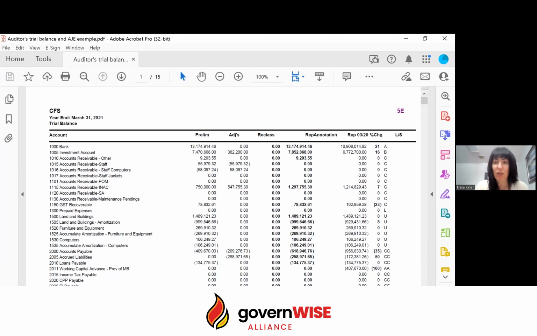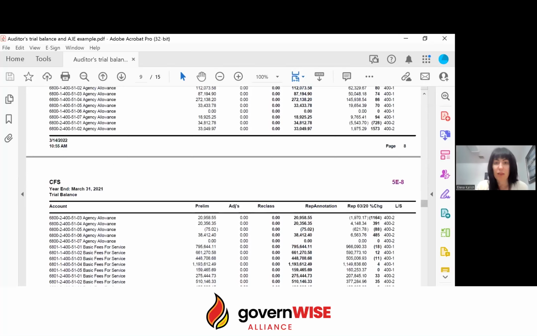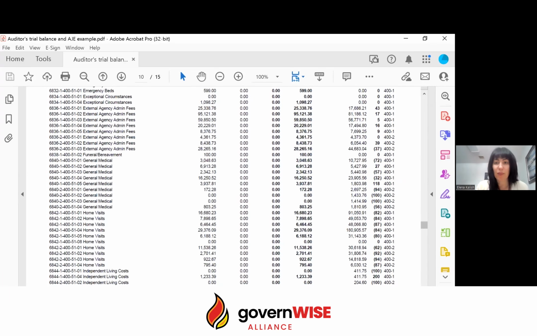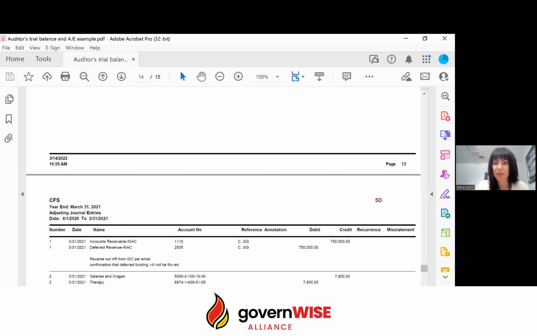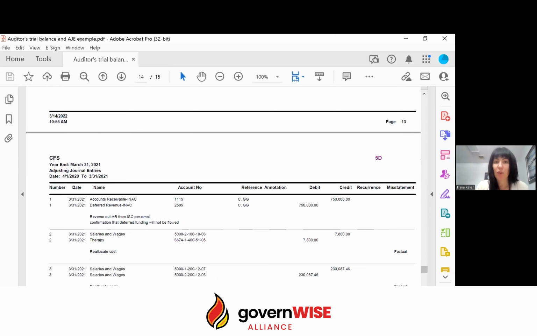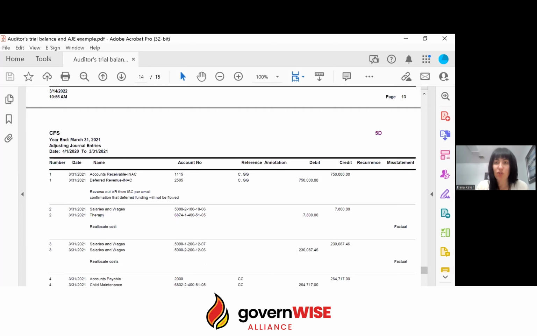So this is the trial balance. Now let's look at the adjustments, what they look like. Auditors' adjustments are basically journal entries, right? For those of us that aren't very comfortable with journal entries, that is fine, because what they do is they spell it out for us completely.